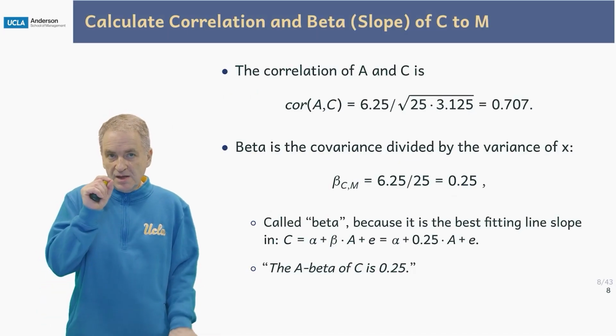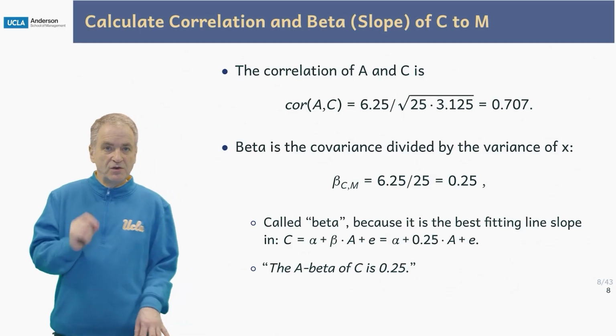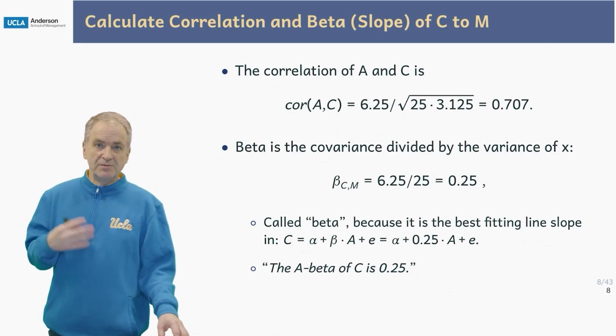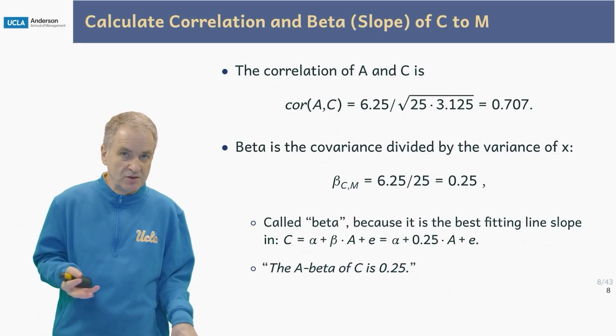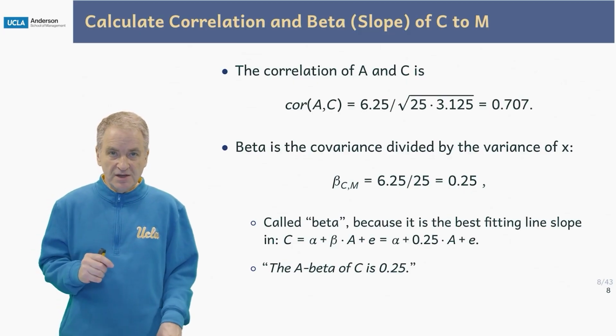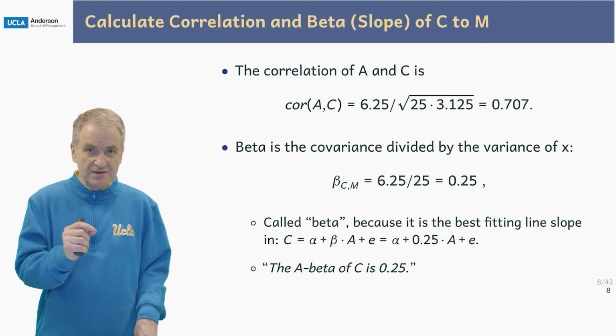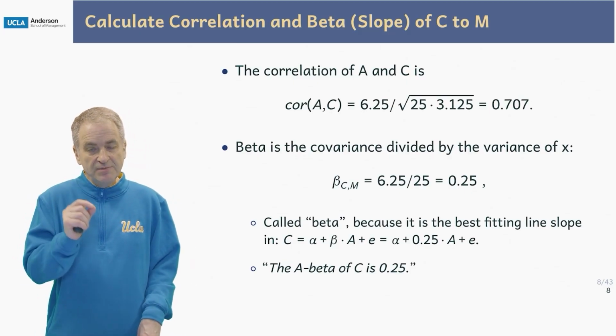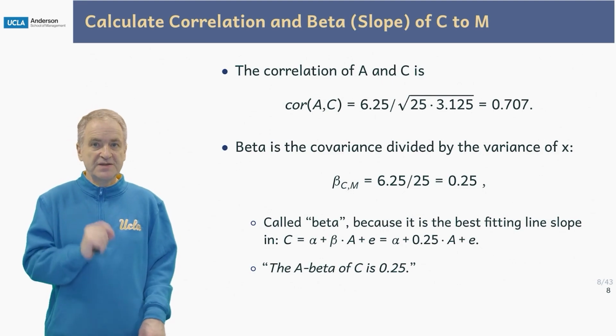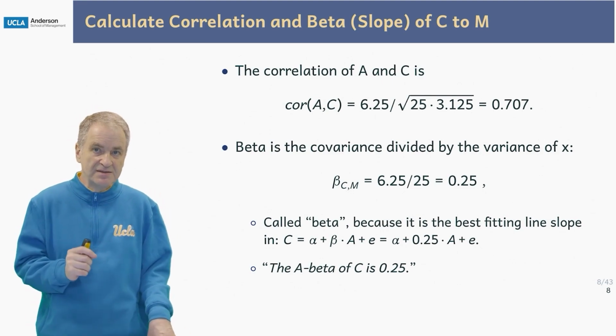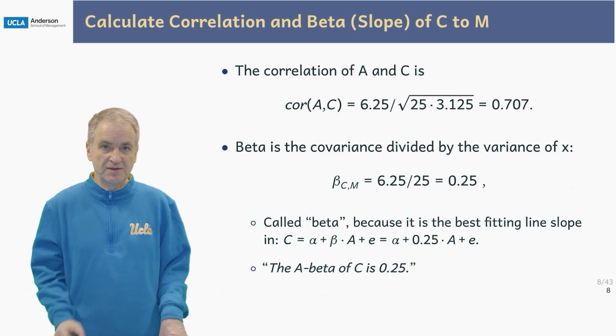Now, correlation. You've already learned about correlation. Everybody knows a little bit about correlation. How do you calculate a correlation? The way you calculate a correlation is you take the covariance and you divide it by the square root of the standard deviations, which in this case is 0.707.